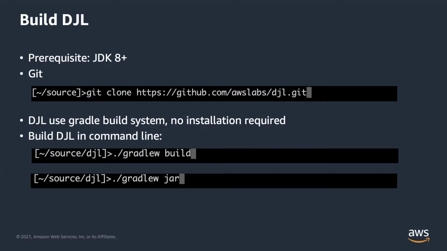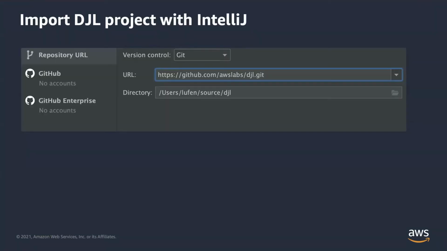You can use gradle build to do a full build. You can see here in the command line, in the presentation, we have gradlew build. It includes unit tests and all DJL static code analysis tools, like FindBugs, Checkstyle, etc. If you only want to compile the code, you can simply run gradlew jar. It's much faster.